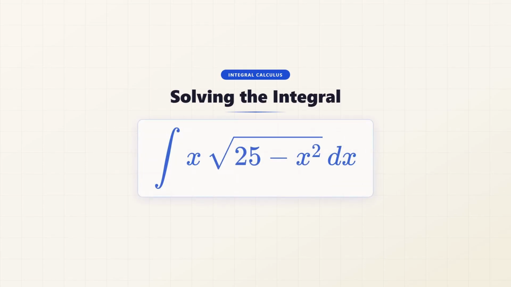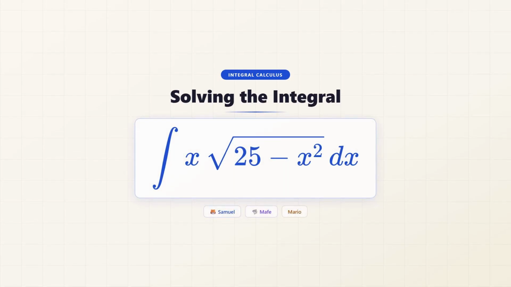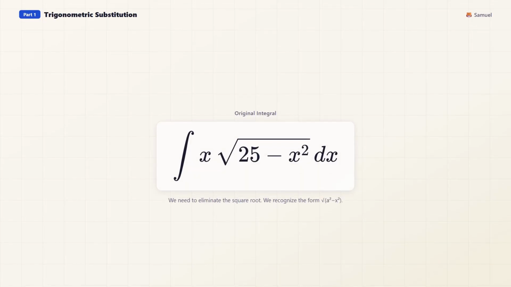Hi, in this video we will solve the integral of x times the square root of 25 minus x squared. We will use three techniques: trigonometric substitution, simplification, and u substitution. We start with the integral of x times the square root of 25 minus x squared dx. The goal is to eliminate the square root so we can integrate more easily.